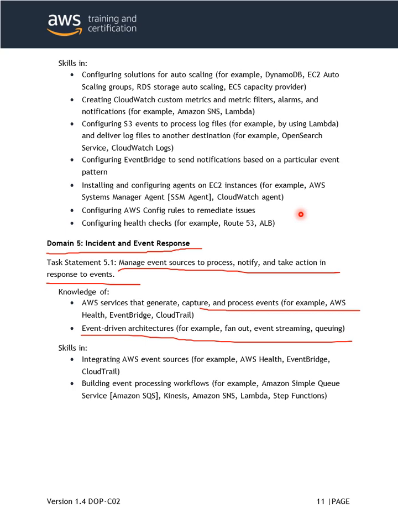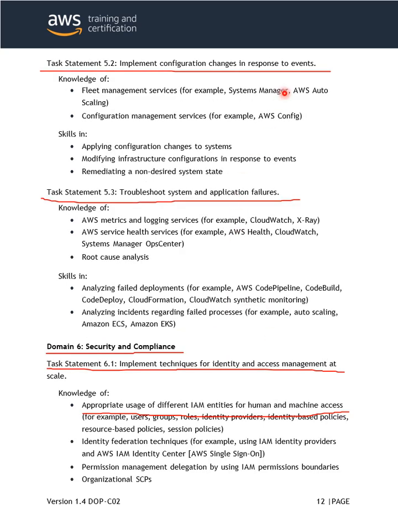We have domain 5, that is incident and event response. So there are different tasks which AWS provides. Manage event sources to process, notify, and take actions. AWS services that generate, capture, and process events: Health, EventBridge, CloudTrail. Integrating AWS event sources, building event processing workflows: SQS, Kinesis, SNS, Lambda, and Step Functions. Implement configuration changes in response to events. Troubleshoot system and application failures.